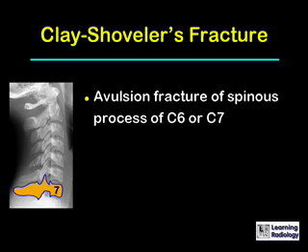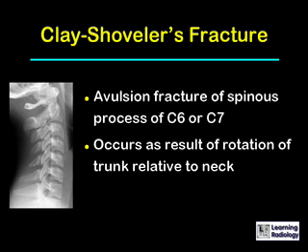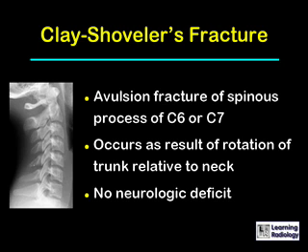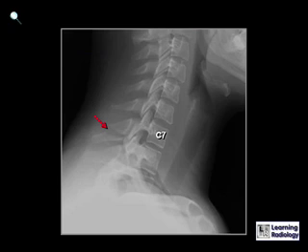Clay shoveler's fractures are avulsion fractures of the spinous process of either C6 or, usually, C7. They occur as a result of a rotational injury of the trunk relative to the neck. They are named by virtue of the original cause of these fractures, which was in individuals who were shoveling clay in which the clay did not release from the shovel. There's usually no neurologic deficit. They do not involve the spinal canal.